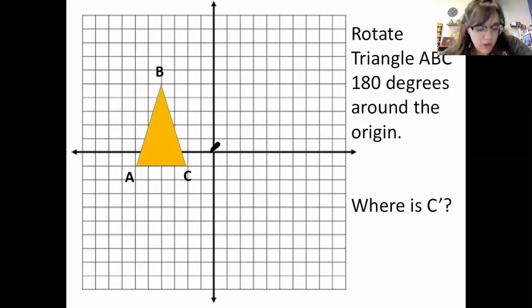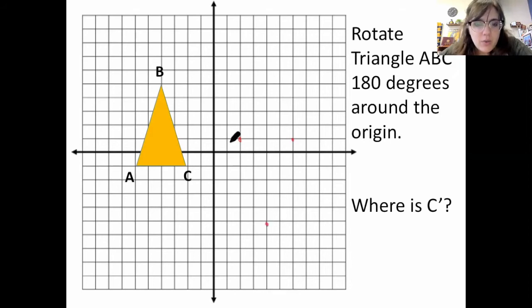So I will show you how to do C first, then we will fill in the rest. Instead of going over 2, down 1, I'm going to go over 2, up 1 to get a 180 degree rotation. I'm going to say the wrong thing every single time. Now I'm going over 6, down 1, so I'm going to go over 6, up 1. And instead of going over 4, up 5, I'm going to go over 4, down 5.